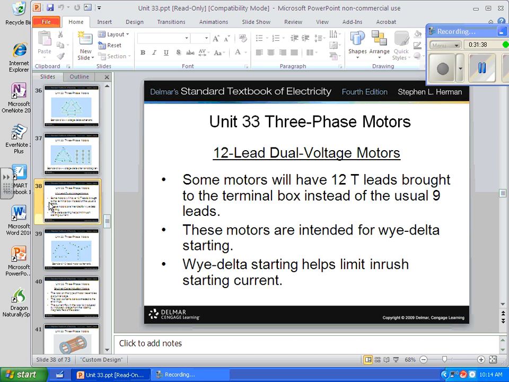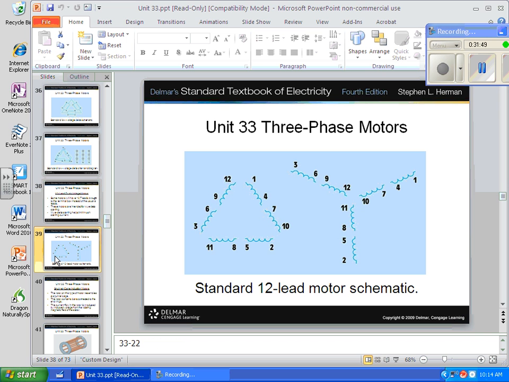Some motors will have all 12 leads brought to the terminal box instead of the usual 9. These motors are intended for Y delta starting, and Y delta starting helps limit inrush starting current. We won't be talking about that in this semester. You will be talking about that in next semester. So the windings are all brought out, so you can hook it up delta or Y, or delta and then Y.